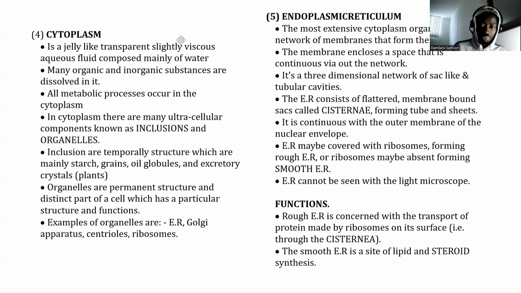Rough ER is concerned with the transport of protein made by ribosomes on its surface. That's rough ER. They transport the proteins that the ribosomes on them make, through the cisternae. Smooth ER is the site of lipid and steroid synthesis. So just take note of that. That gives a difference between rough ER and smooth ER. The rough ER basically transports the protein that is made by the ribosomes on it, but the smooth ER is the site for lipid and steroid synthesis.